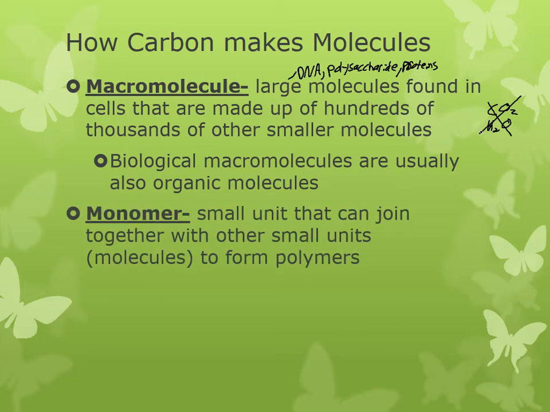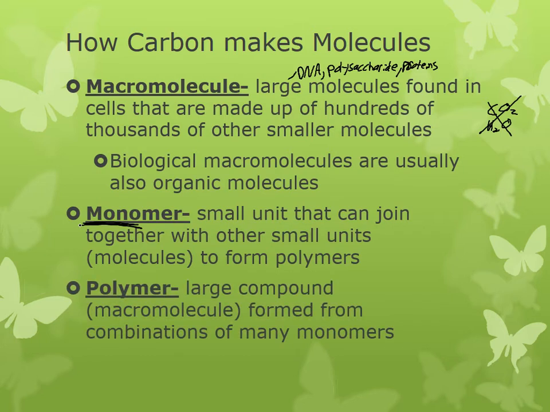A monomer. Now, guys, remember your prefixes. Mono means one. A monomer is a building block, a single unit that many of them can get put together to make something larger. Almost think like playing with building Legos. Each little Lego brick would be like a monomer. You put them together and make something much larger. And the much larger thing is called a polymer. You probably heard that word before. Poly means many. So a polymer is made of many monomers put together.